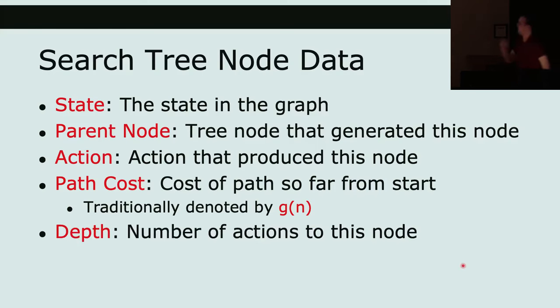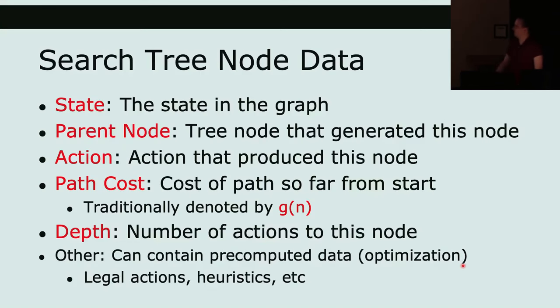Similarly, we may also want to store, for some reason, the depth. So the depth of the search is the number of actions we've taken so far. Remember, because action costs can be arbitrary, the cost of this node is not the same as the depth of the node. But if we did have, for example, all costs equal to 1, then the cost would equal the depth in that special case.